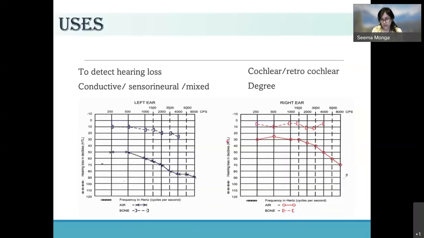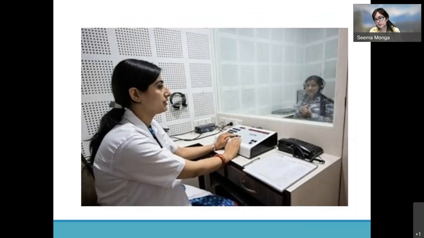So first of all, what do you do before doing audiometry again? You have to check many things. There is a checklist before doing audiometry. You check your instrument, whether it has been calibrated or not, all right? You check whether it is working or not.